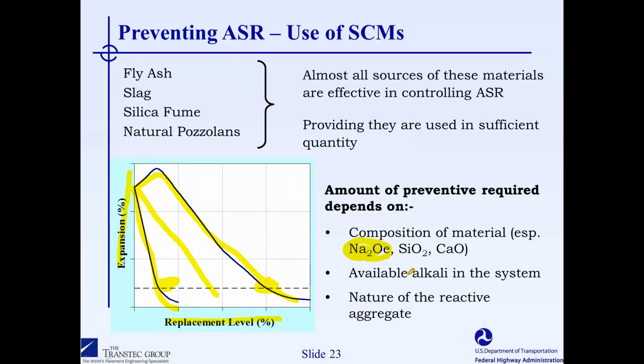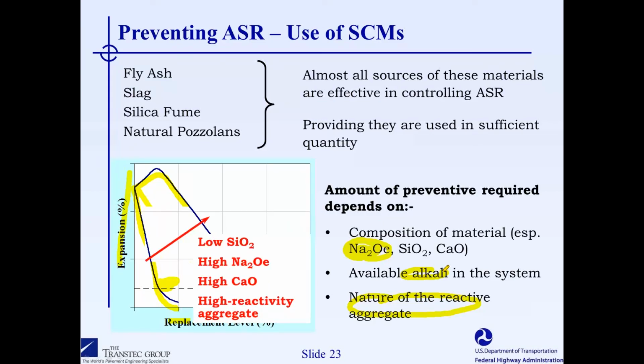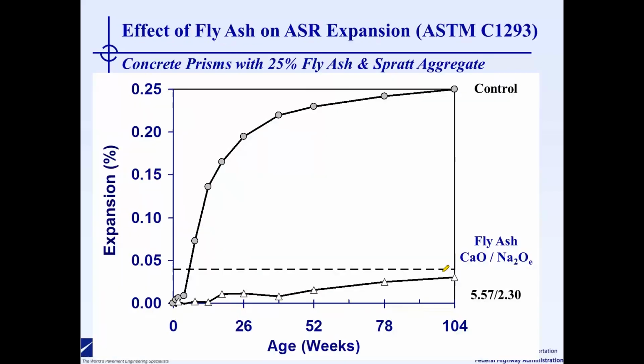The other parameters that seem to control the amount of SEM required are the nature of the reactive aggregate, and generally more reactive aggregates require more SEM, and also the amount of alkali in the system from the Portland cement. If the cement's contributing a very large amount of alkali, again, we might need more SEM than we do if there's a lower amount of alkali. So in summary, we basically need more SEM the lower its silica content and the higher its alkali and calcium content, and also the higher the reactivity of the aggregate.